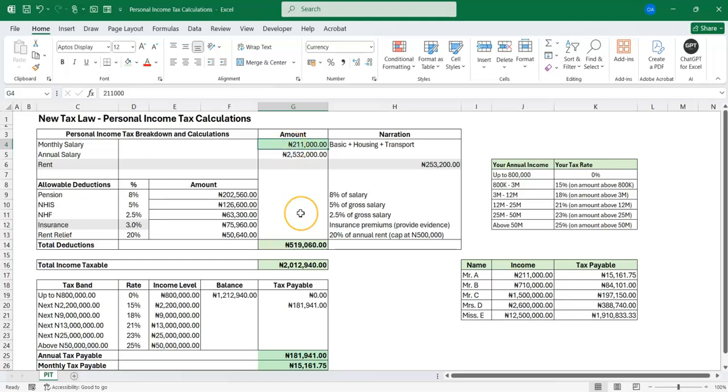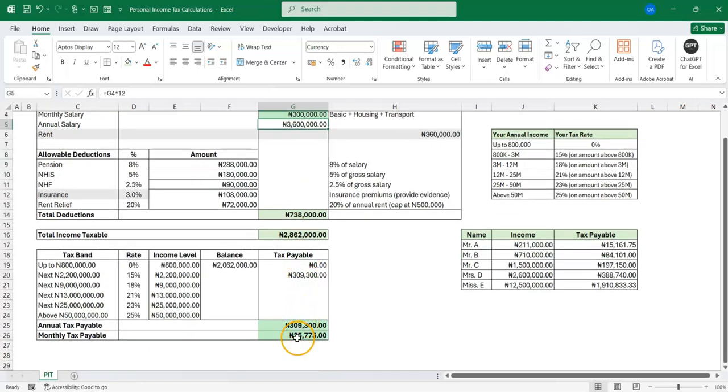For example, if someone earns 300,000, I simply have to put it. This is 300,000. Then you see that the tax automatically updates: this is the annual tax liability and this is the monthly tax liability. Everything is automatically updated. Now this is the concept.